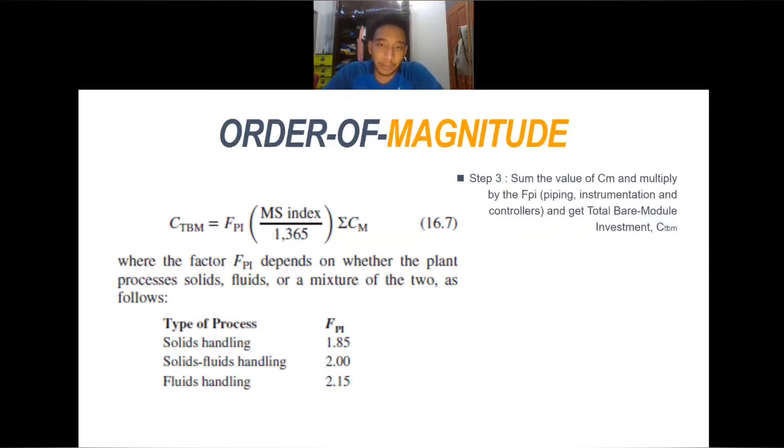So how do we calculate it? We use equation 16.7 in the textbook. So we will use the FPI, the MS index over 1365, and multiply with the total summation of the Cm. The FPI is a factor that depends on the type of process of the plant, whether it is solid handling, solid-fluid, or fluid. Okay.